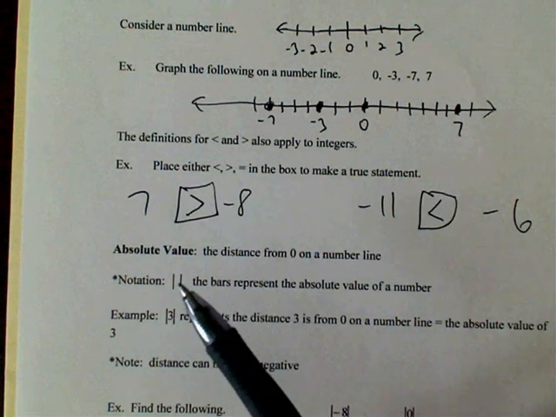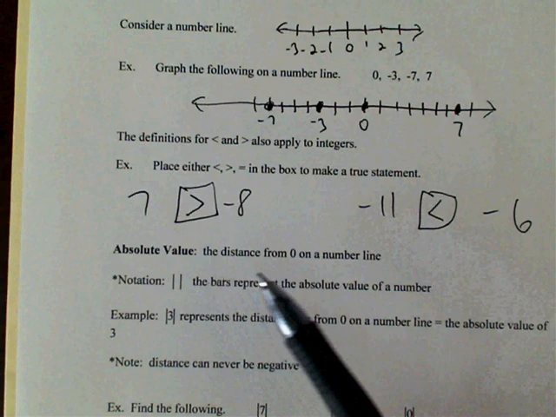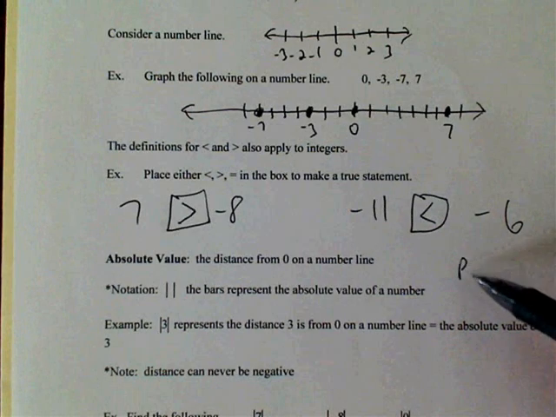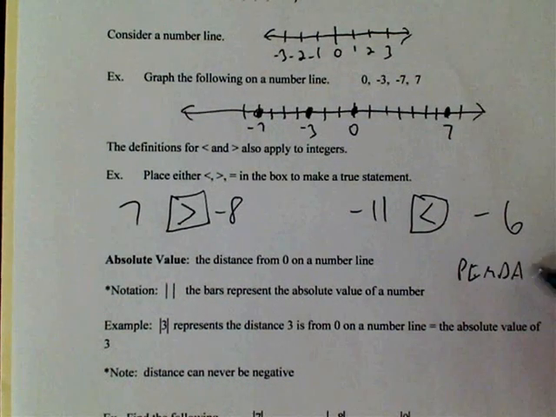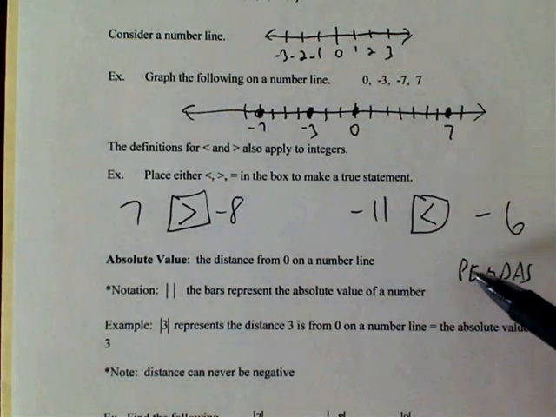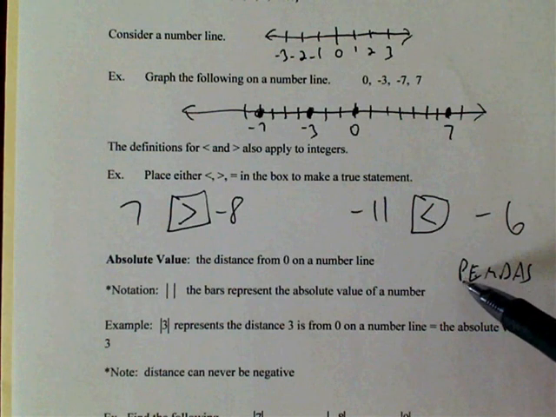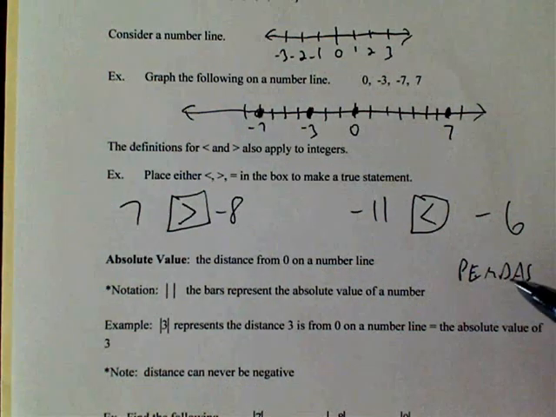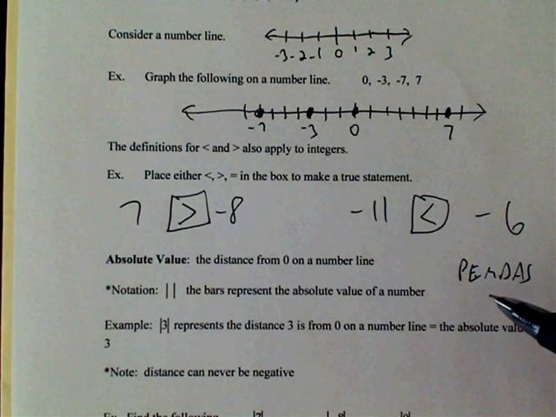Anytime you see the double bars, that represents absolute value. So keep that in mind. And furthermore, when we do the order of operations, PEMDAS, the P represents parentheses, brackets, braces, and now it also represents bars. So we will do what's inside the bars before we do anything else if it's an order of operations problem.